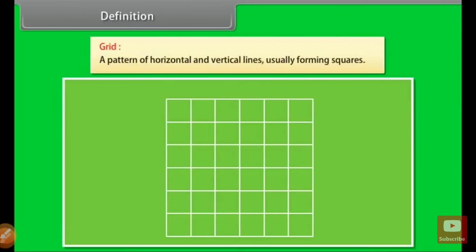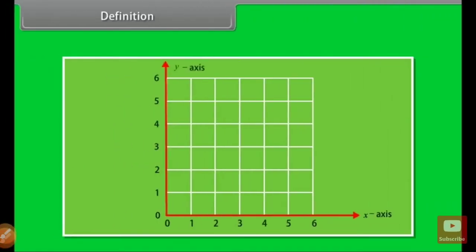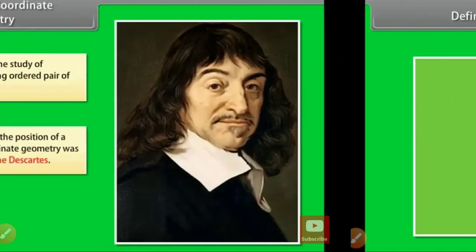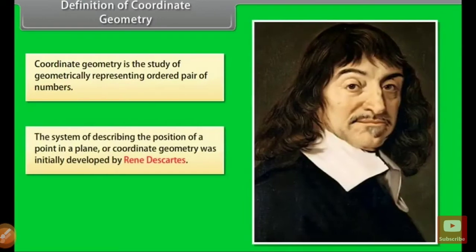First of all, you have to know what a grid is. A grid means a pattern of horizontal and vertical lines, usually forming squares. The horizontal line you can call the x-axis, and the vertical line will be the y-axis. So, the definition of coordinate geometry: coordinate geometry is the study of geometrical shapes by representing ordered pairs of numbers.